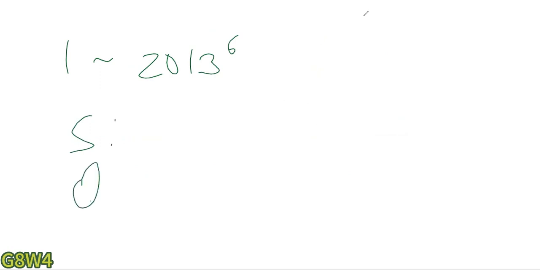Let S be the number of perfect squares among the integers from 1 to 2013 to the power of 6. So S is all the squares. And then Q be the number of cubes among them. And what is the relationship between S and Q?